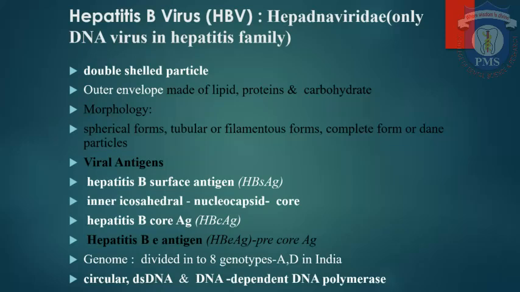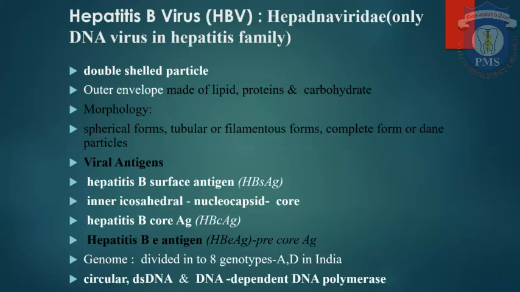These are the only DNA virus in the hepatitis family. Hepatitis B viruses are double-shelled particles. Their outer envelope is made of lipid, proteins, and carbohydrate. Morphologically, hepatitis B viruses exist as spherical forms, tubular or filamentous forms, complete form, or Dane particles.